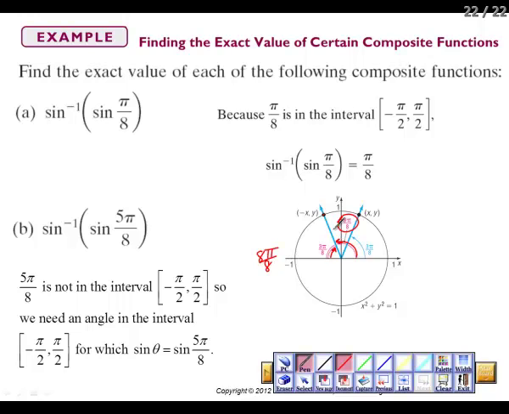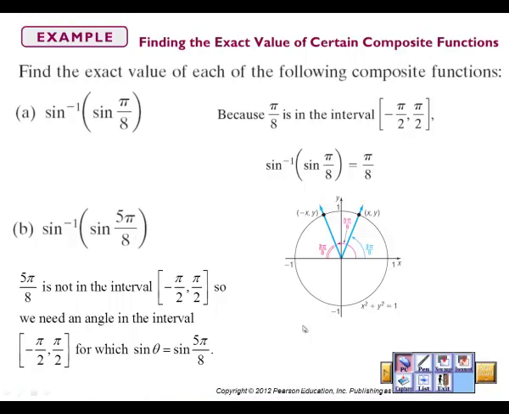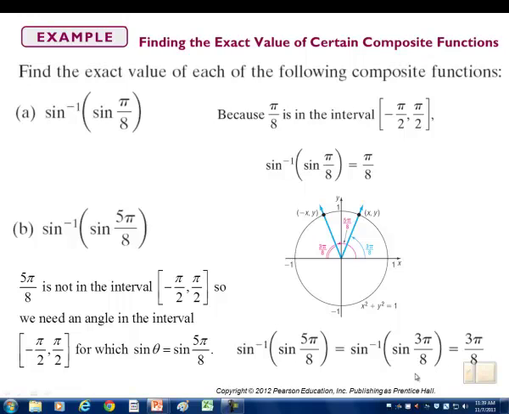For sine, we can see they're the same values. So we subtract 5 pi over 8 from 8 pi over 8, we get 3 pi over 8, and that puts us in our domain of negative pi over 2 to pi over 2. And so we can change sine 5 pi over 8 to sine 3 pi over 8, and that's what this is here. Now sine and its inverse cancel each other out, and our answer is 3 pi over 8.